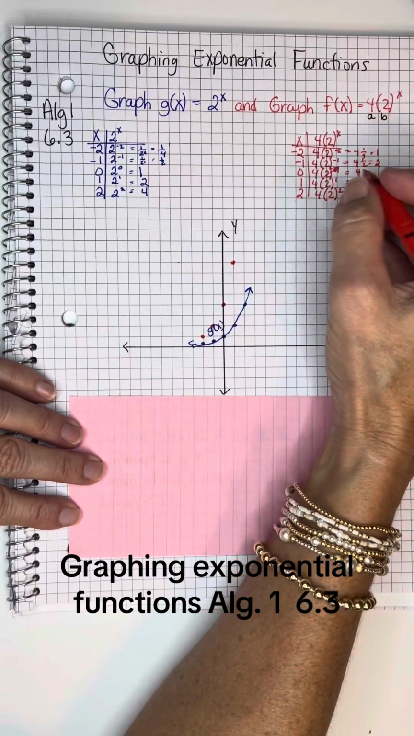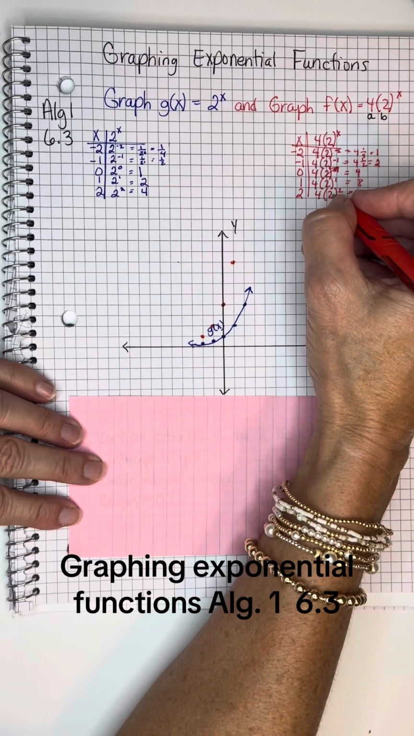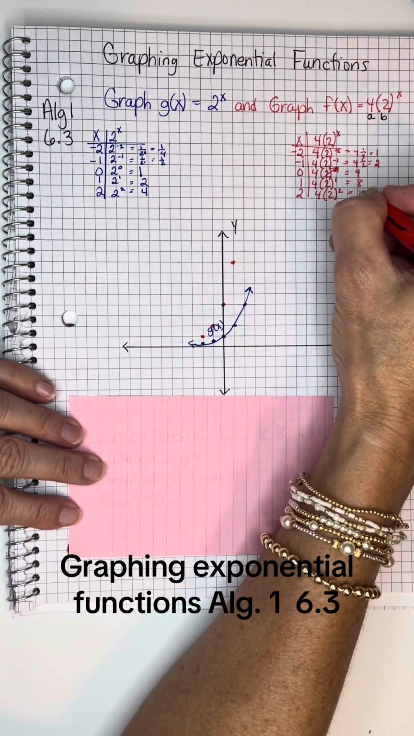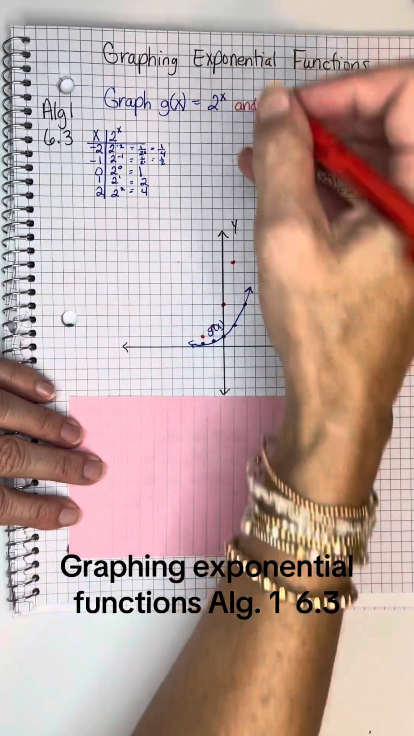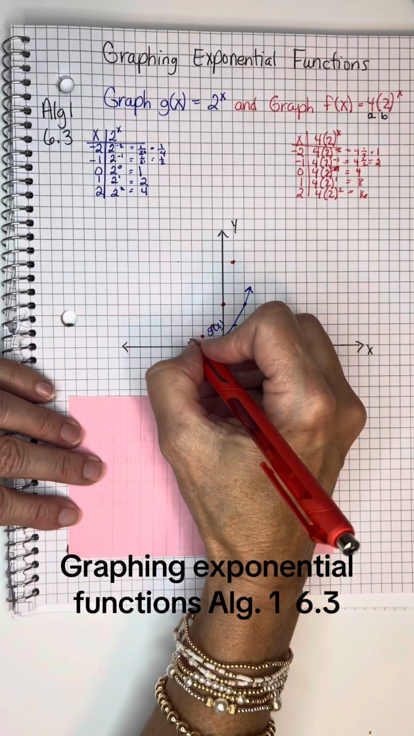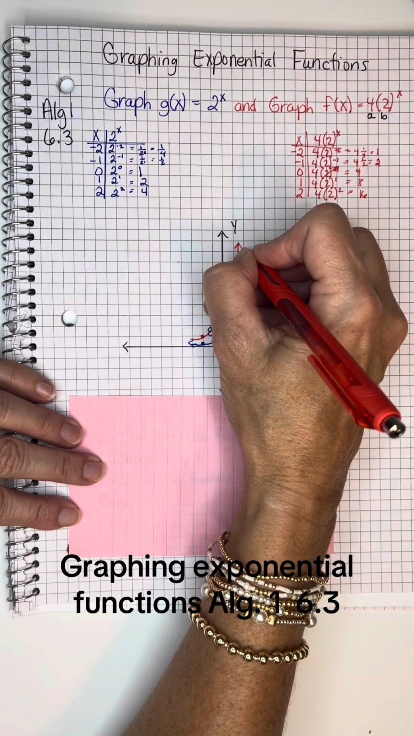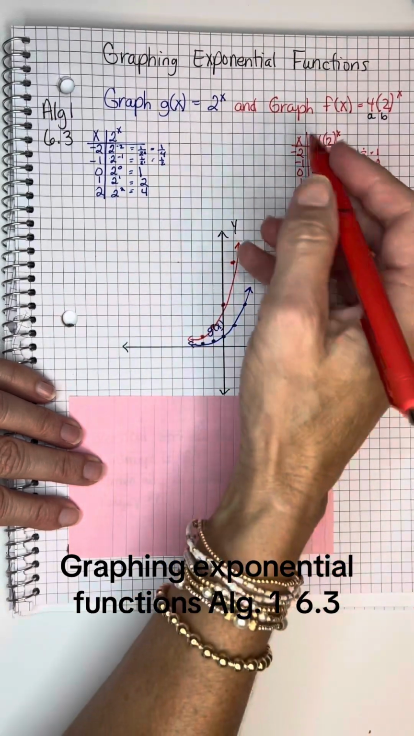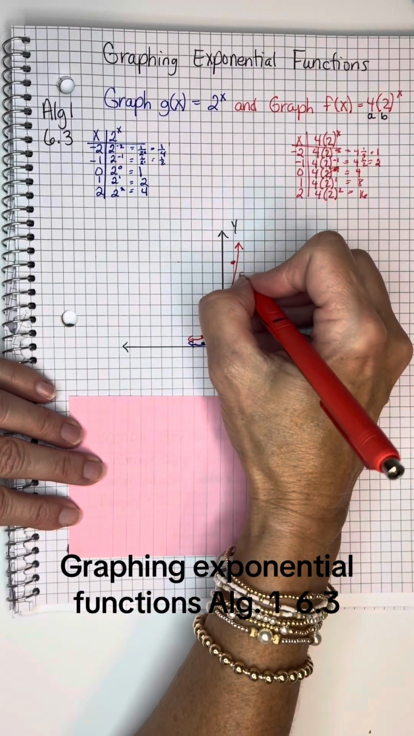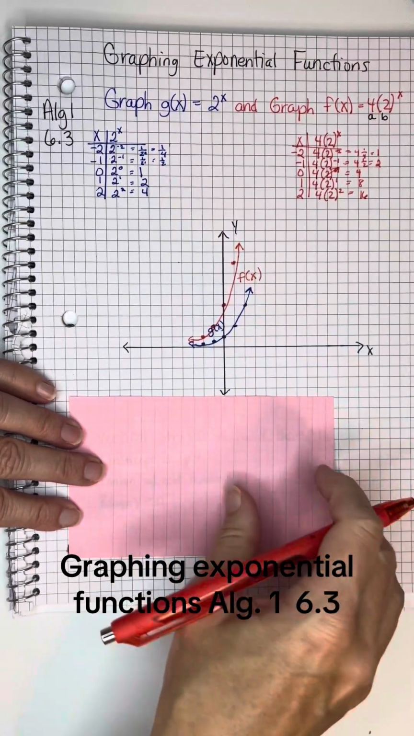And then 4 times 2 squared, 4 times 4 is 16. I'm not going to graph 2, 16 because it's going to be way up there and it's just a little bit higher than I want to go. So here is the f of x function. Now, they may ask you questions.